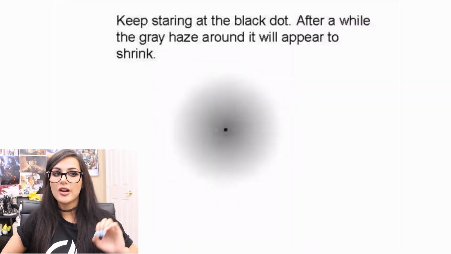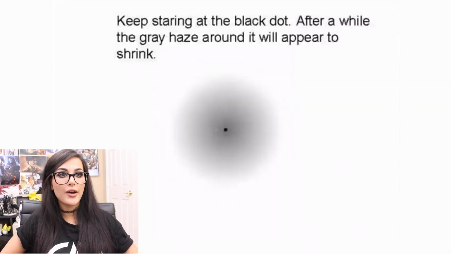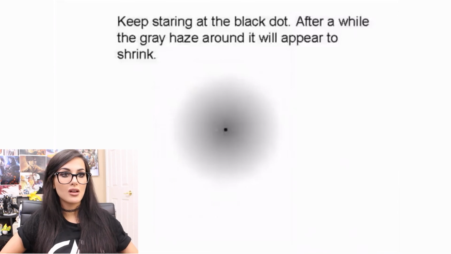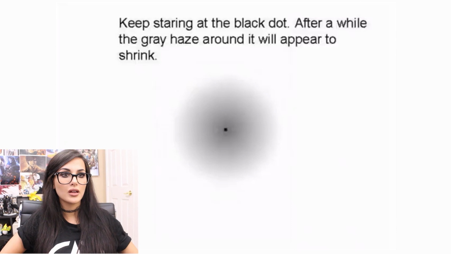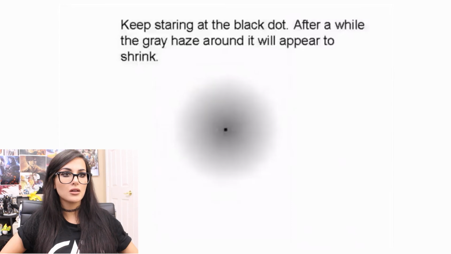Next one. Keep staring at the black dot. After a while, the gray haze around it will disappear or shrink. Okay, I'm staring at the dot in the middle and oh my goodness, the haze is going away. It's getting smaller and smaller and smaller and now it's, okay, it's gone now. Wow, okay. It's not going away completely, it's just a little bit there, but yeah, it worked.